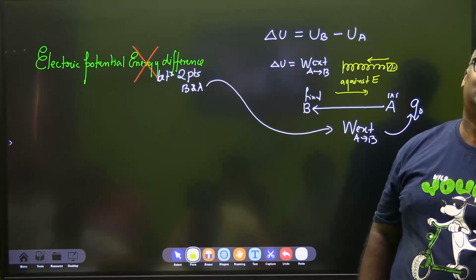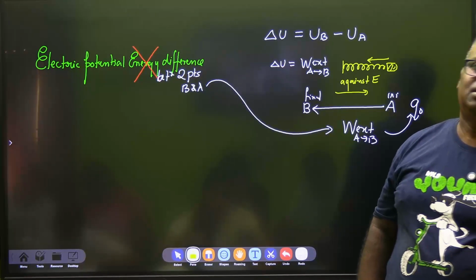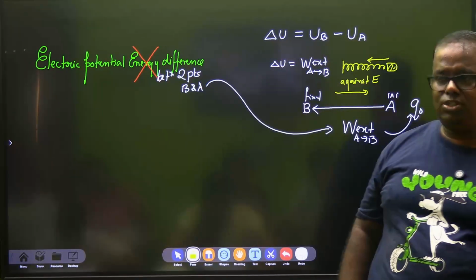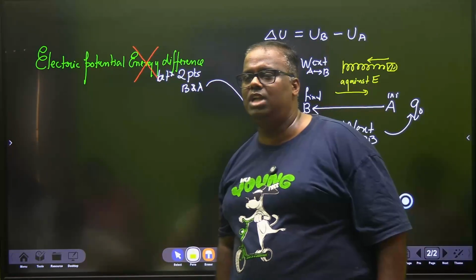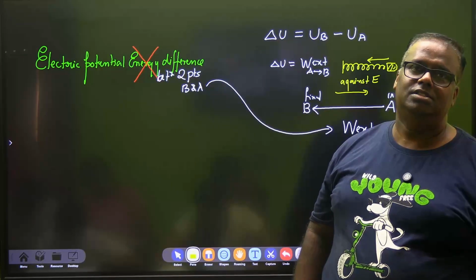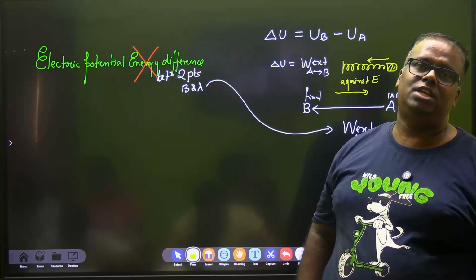Creating a difference in potential energy. "Creates a potential energy" means you have not understood. If you have understood, you write: creates a potential energy difference delta U, which is equal to UB minus UA, which is equal to W external from A to B.